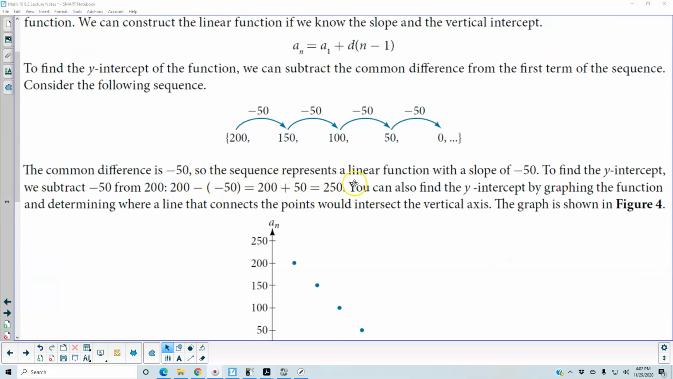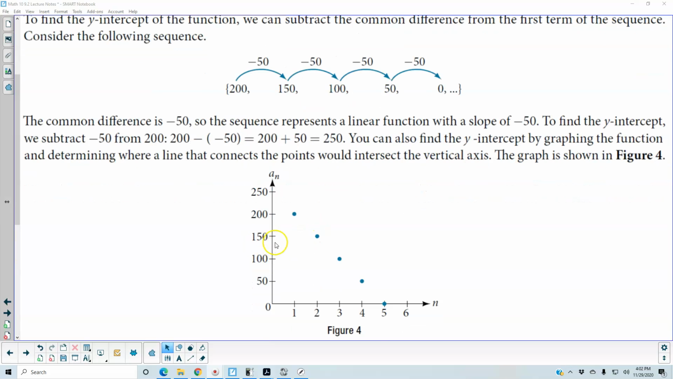So the sequence represents a linear function with a slope of negative 50. To find the y-intercept, we subtract negative 50 from 200. So 200 minus negative 50 is 200 plus 50, which is equal to 250. If we take a look at the graph, we can see that if we extend this up here, we would then see it's crossing the y-intercept at 250.